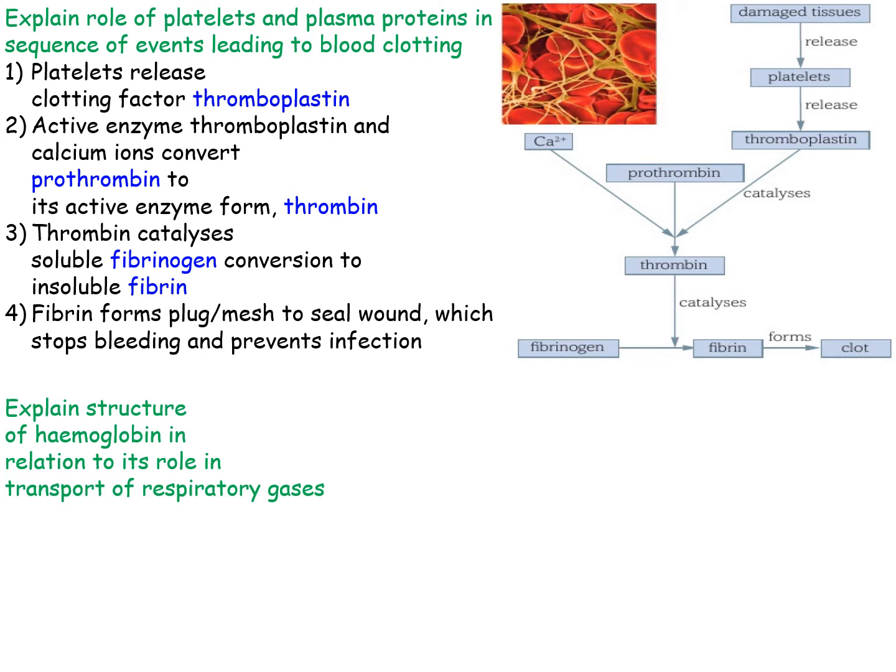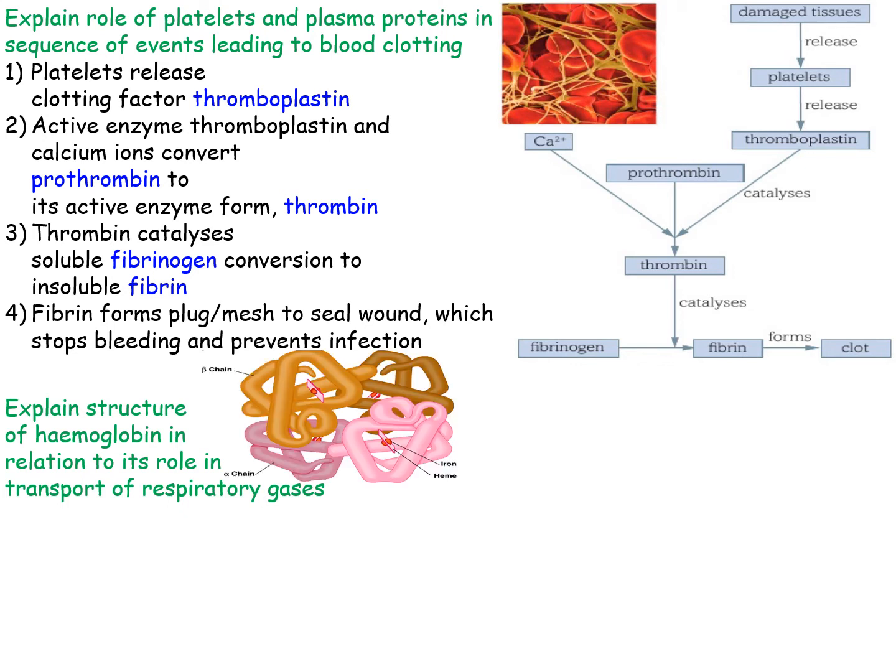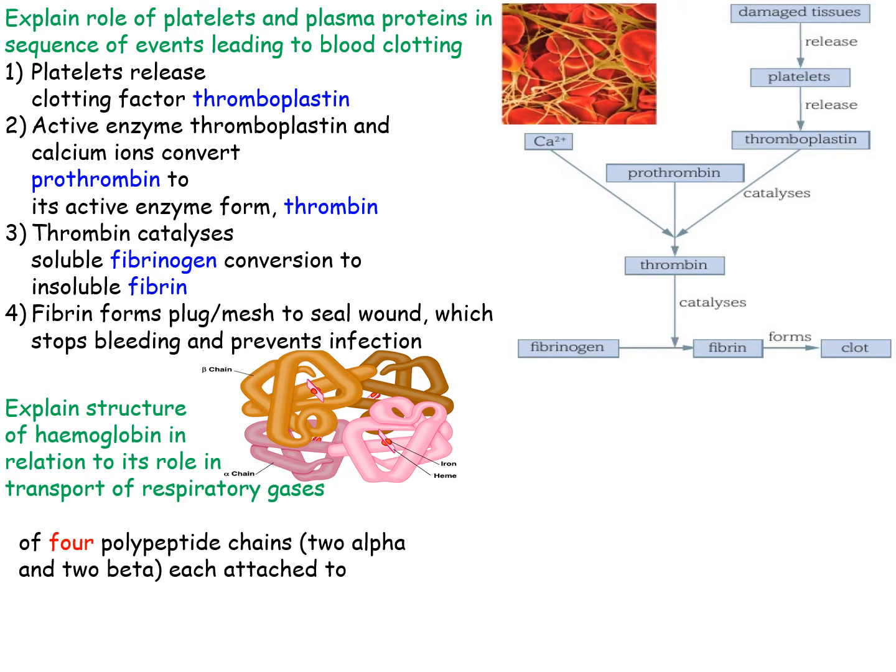Explain the structure of hemoglobin in relation to its role in the transport of respiratory gases. In terms of the structure of hemoglobin, we can see that it's got 4 polypeptide chains, 2 alpha and 2 beta, and each of the polypeptide chains is attached to an iron-heme prosthetic group. Hemoglobin is a globular protein. You can see it's got a 3D shape, which is tertiary structure, and because it's made up of more than one polypeptide, that is the quaternary structure.